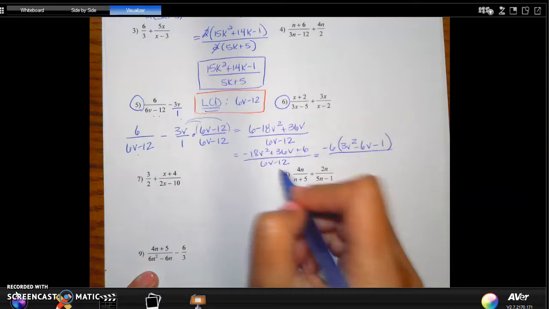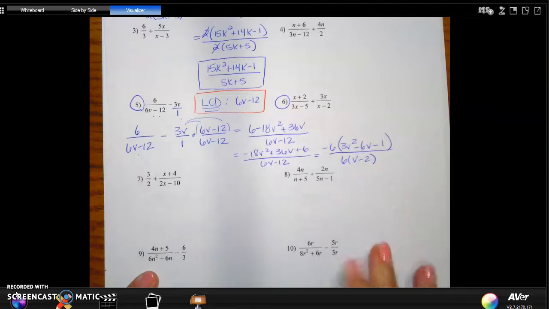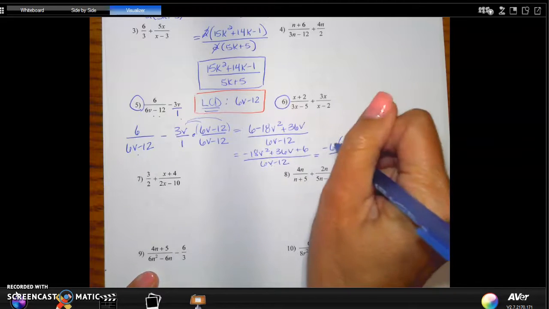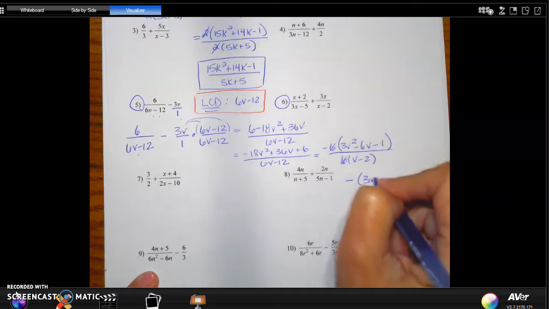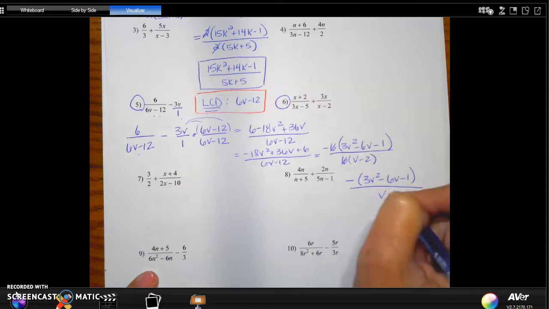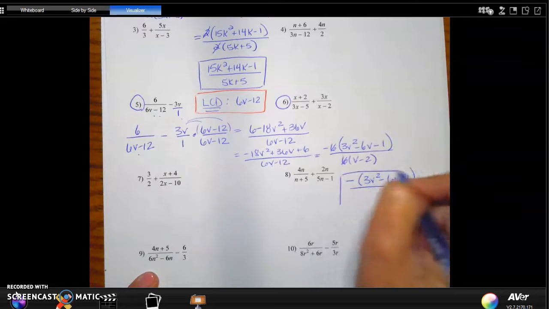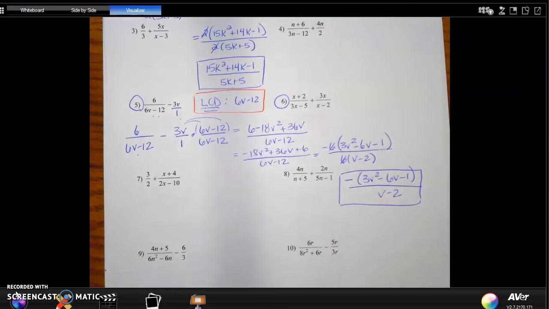And then recognize down here, too, you can pull a 6 out of here as well, right? So then our 6's disappear, and our answer is just a minus 1 out front, 3v squared minus 6v minus 1 all over v minus 2. And there's our answer for that one.